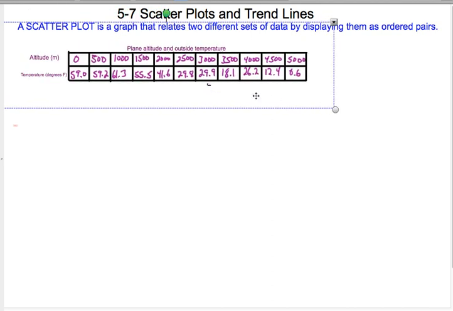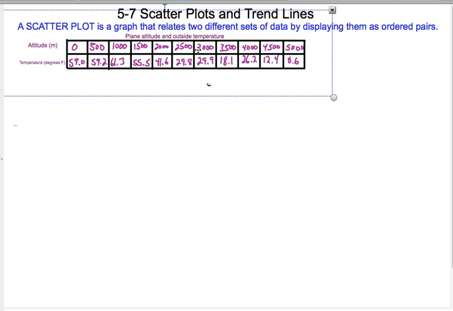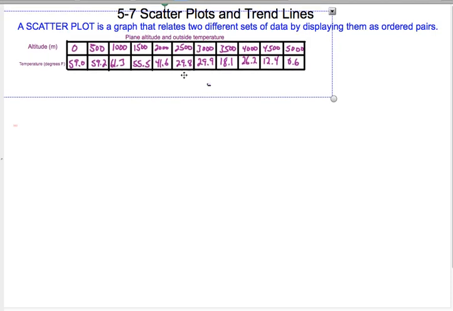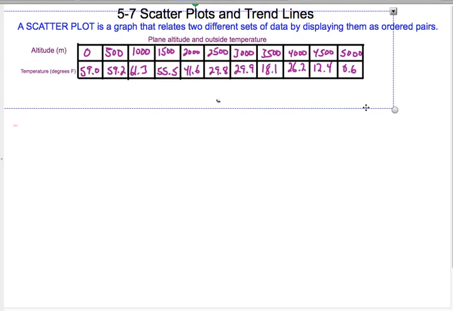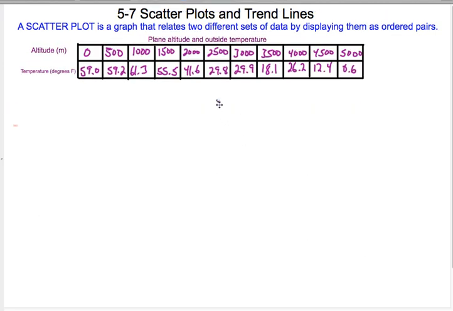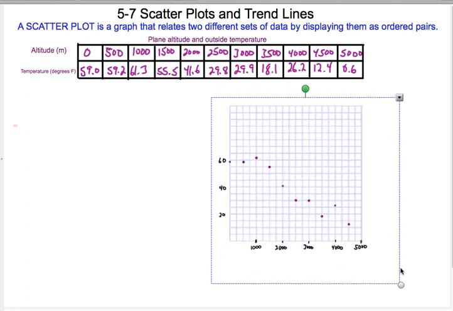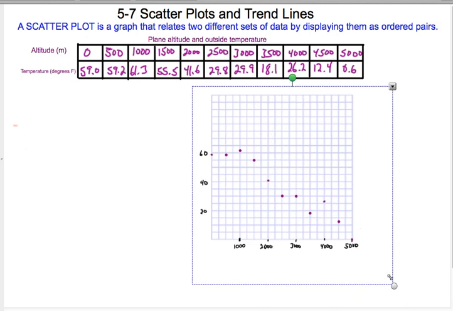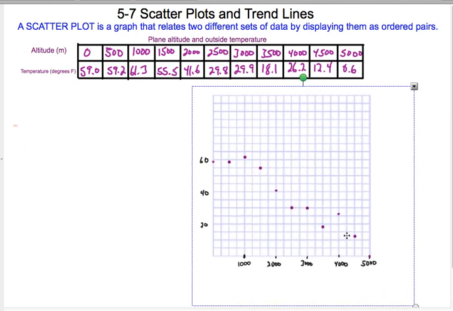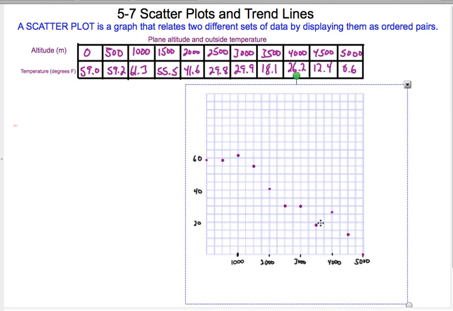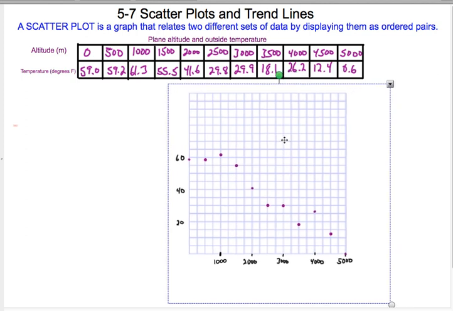In this case, I have a chart here that shows the altitude in meters and the temperature in degrees Fahrenheit, and it's based on a plane. So when you're flying in a plane, they took the altitude measurements and took temperature measurements, and this is what they came up with. We don't have an equation, we just have information, and so we're making a scatter plot. Here's a scatter plot of the data. As you can see, it's not quite linear, but there does seem to be some sort of correlation here, and we'll talk more about what that means later.